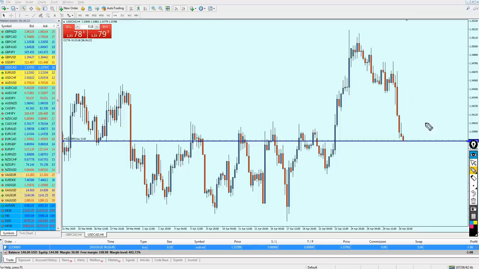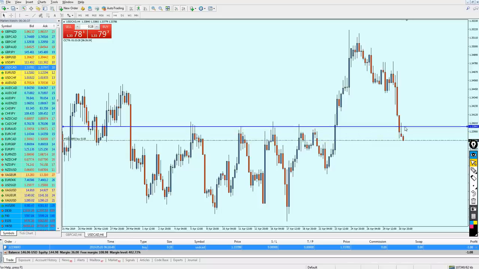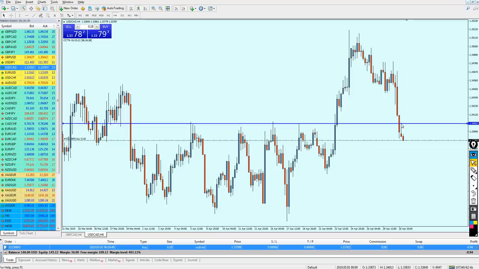The nearest resistance is actually this little wick here. Now, why is this wick considered a resistance? Remember, we are on the 4-hour chart. So if you drag this line on top of this wick, all right?